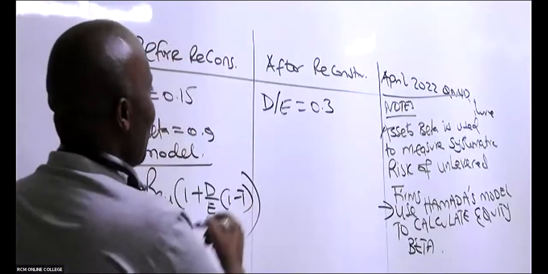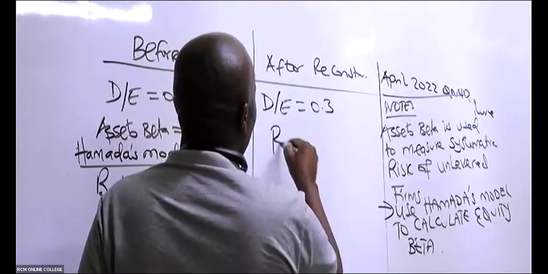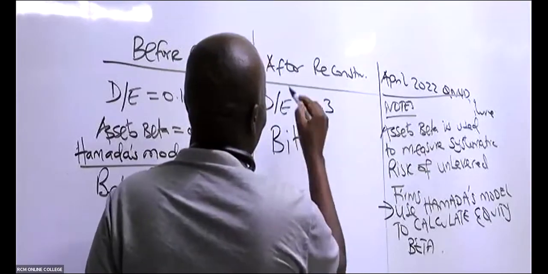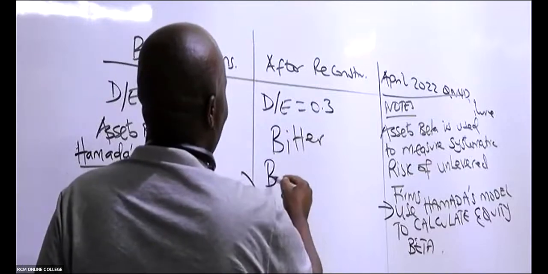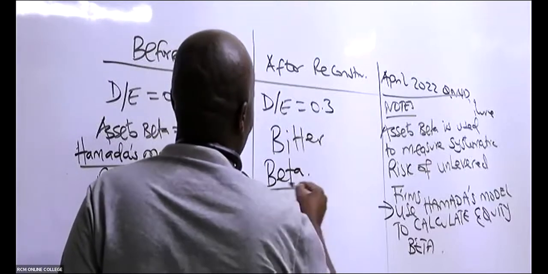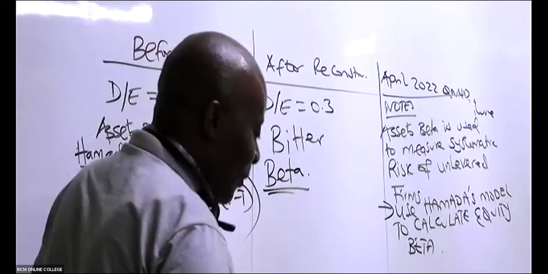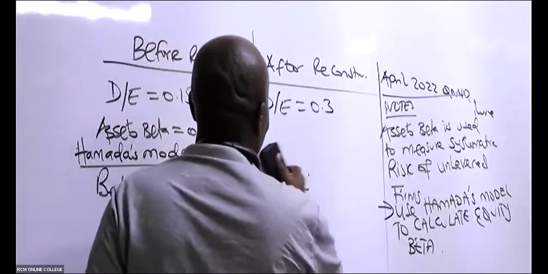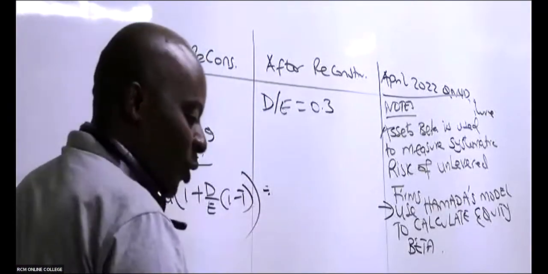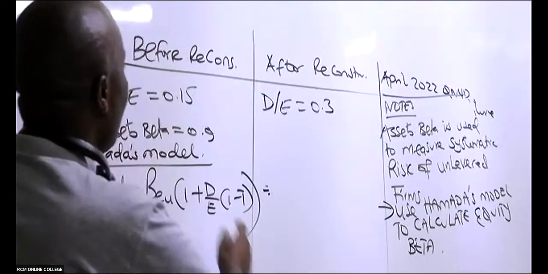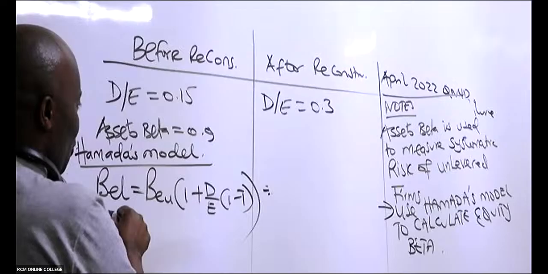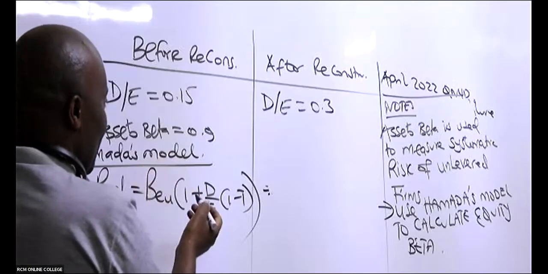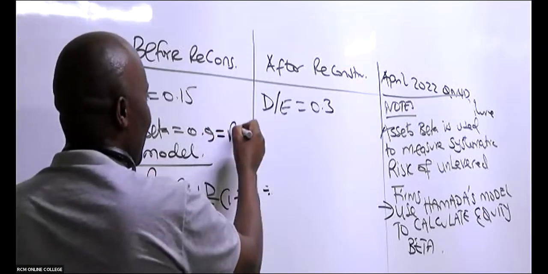Please don't write beta like this. It is beta like this. I would have asked you to look at what your neighbor has written down, but let us not go there, isn't it? Yes. So then let's get BEL for this debt to equity before reconstruction. By the way, I expect you to know that this one is the same as BEU.